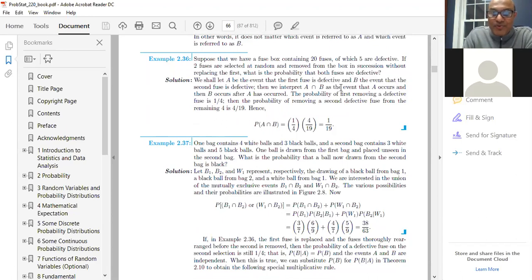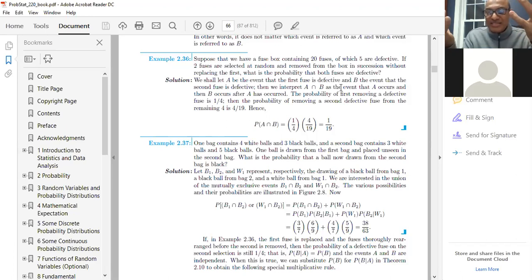One bag contains 4 white balls and 3 black balls. This is my right hand, my one bag, and my left hand, the second bag. In the first bag, I have 4 white and 3 black. So white in the first bag is W1, black in the first bag is B1. Same way, white in the second bag is W2, black in the second bag is B2.